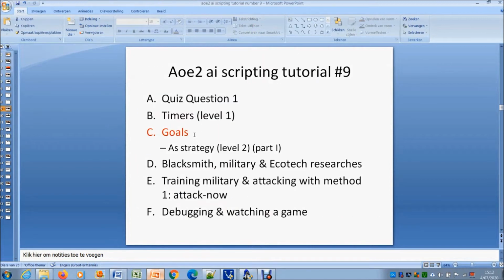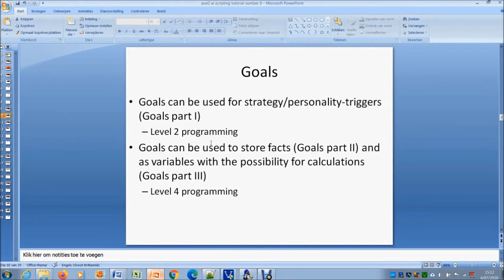We will go to section C, goals. Goals can be used for strategy and personality triggers. This we will have a look at in goals part 1 in this video, which will use level 2 programming. But goals can also be used to store facts, which will be explained in part 2, and as variables with the possibility for calculations, which we will see in part number 3. This will require level 4 programming.